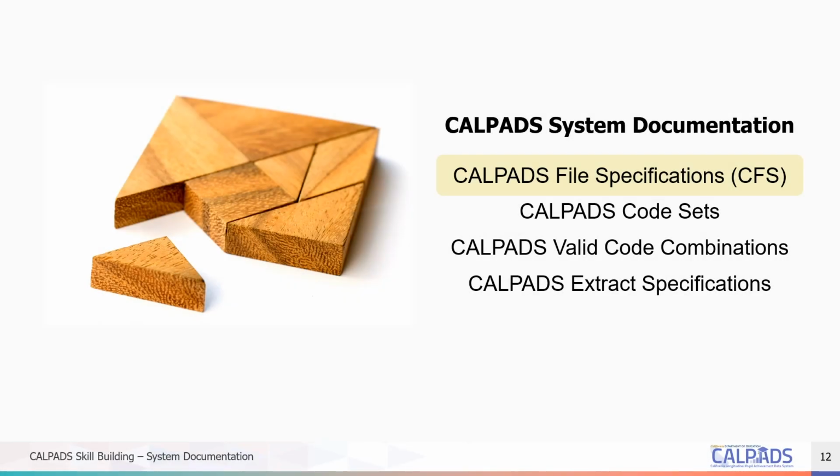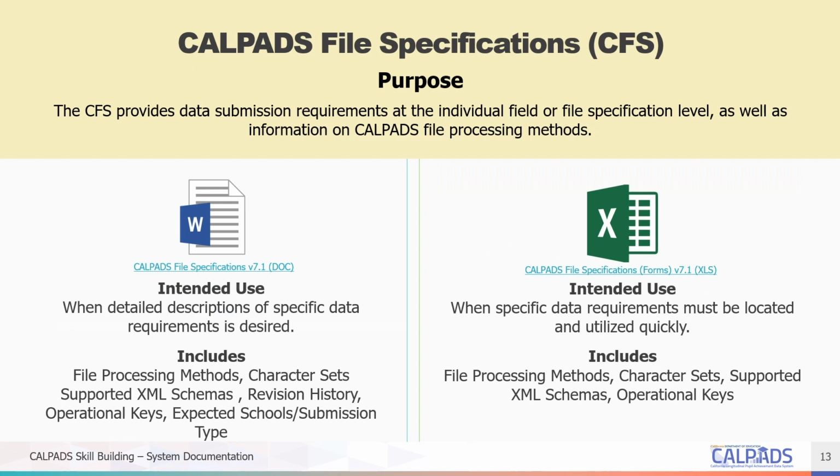Let's begin looking into individual CALPADS system documents with the CALPADS File Specifications or CFS document. Our objective for this lesson will be for you to understand the purpose of the CFS document, its intended use, where you can locate it, and how to navigate the CFS document effectively.